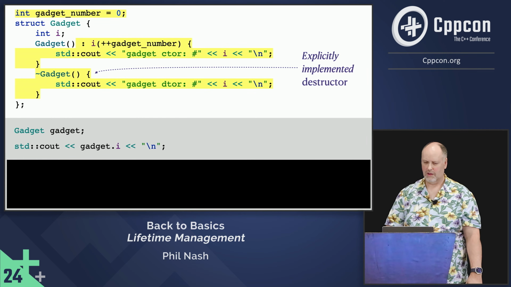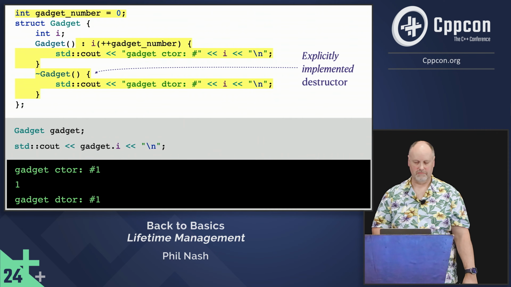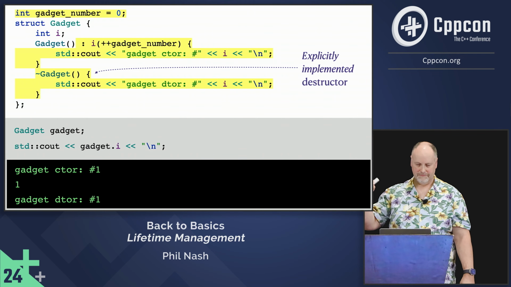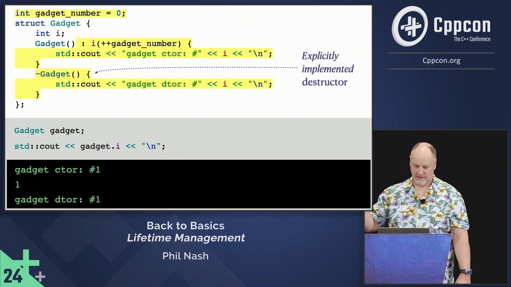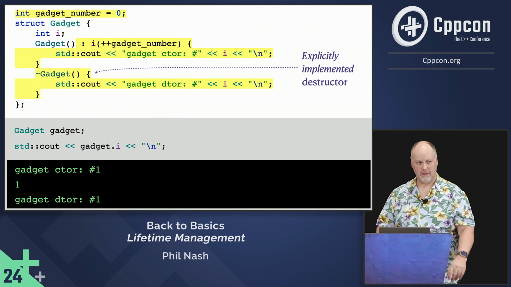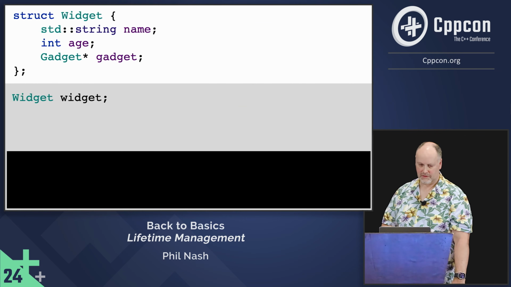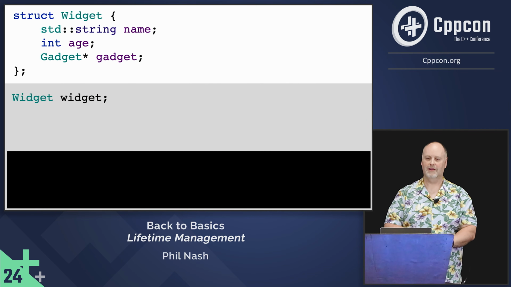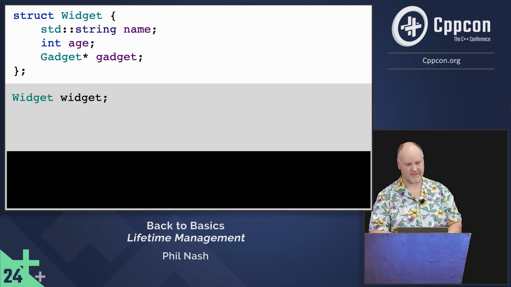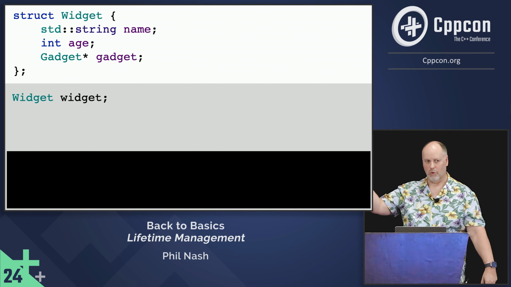Oh, this is what it prints. So obviously the constructor runs first, prints the value of i, and then we explicitly print i, and then the destructor runs. Hopefully, as we expected, no surprises so far. All right, now it starts to get more interesting. We want to hold one of these gadgets in another class we're going to call widget.